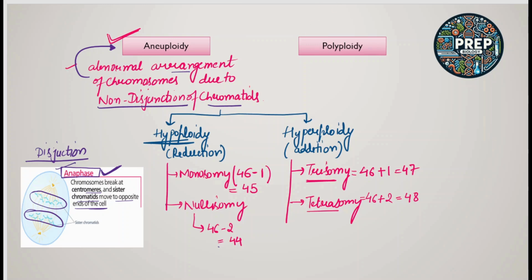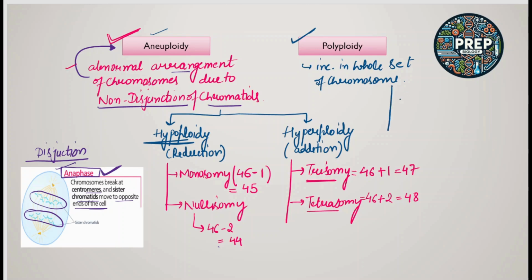But for knowledge purposes, understand some basics about polyploidy. Polyploidy is when an increase in the whole set of chromosomes takes place. I hope this is clear. In aneuploidy, one or two chromosomes are added or subtracted, but in polyploidy, the whole set of chromosomes is added or subtracted. That is called polyploidy.